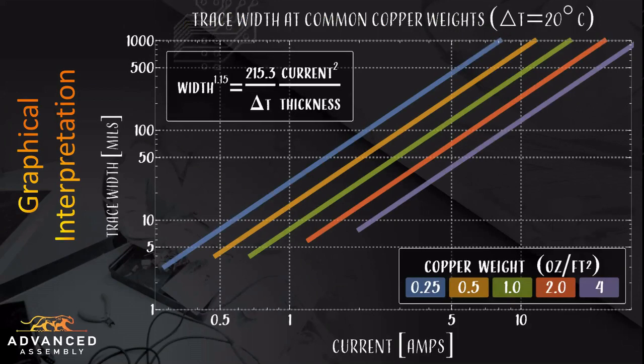So in this graph right here, this is a couple of examples, just using the simple equation that I posted a minute ago. This was simply arranged to provide clarity for a specific design temperature at an increase of 20 degrees C. So for a known current value that you have, this graph can be used to determine trace width and copper weight. So for example, a 5 amp current can be carried by a 430 mil wide trace at 1/4 ounce copper.